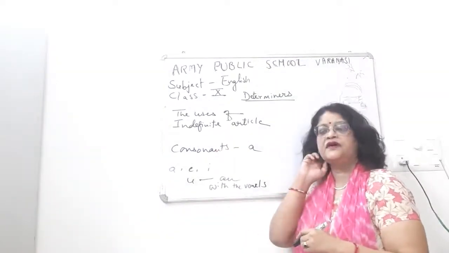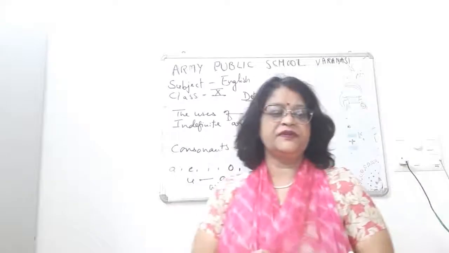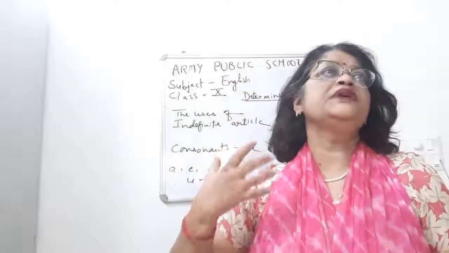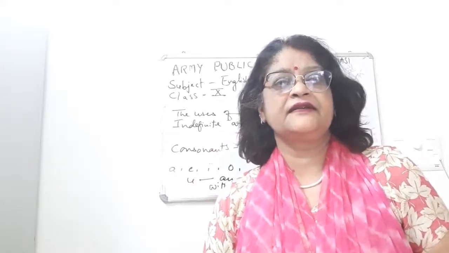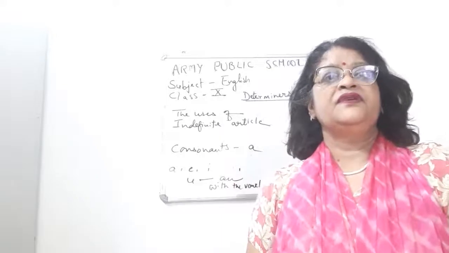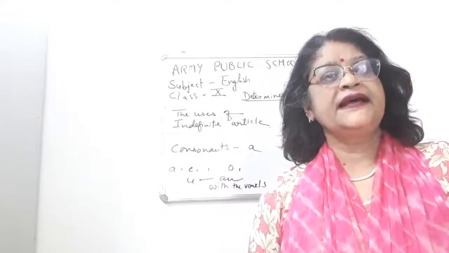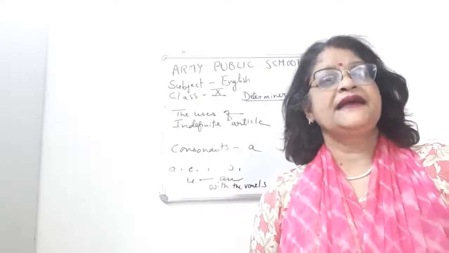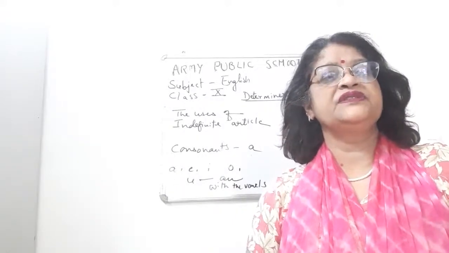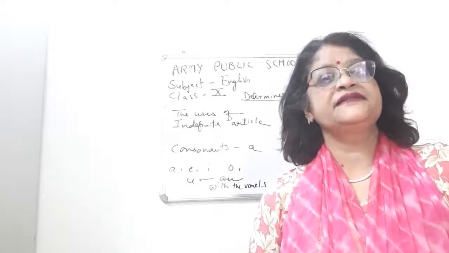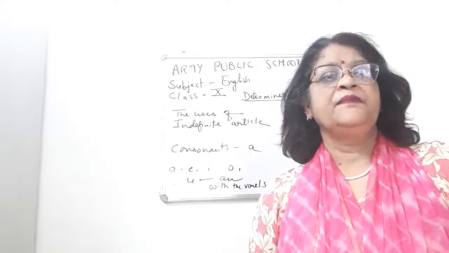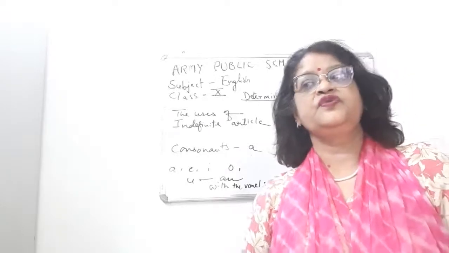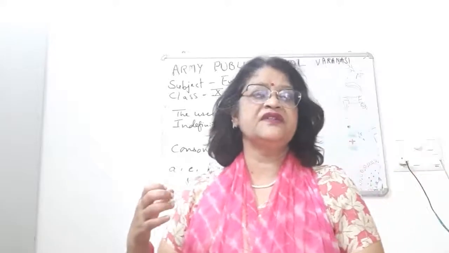This is a very important thing. Now children, it is a rule in grammar that when a word starts with a vowel sound, then an is used, like an elephant. And if a word starts with a consonant sound, then a is used, like a boy, a book, a pen, a fan. These are all words which start with a consonant sound, so we use a here.